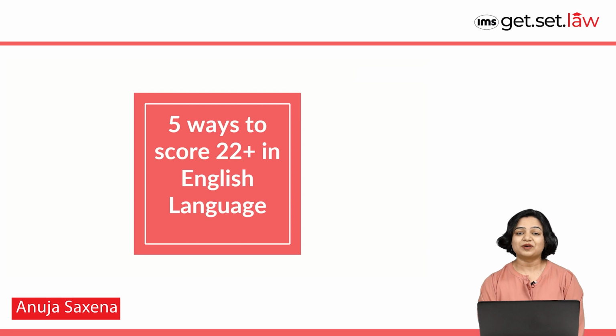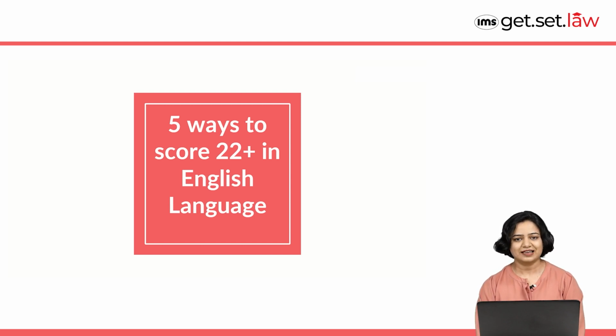Today we are going to talk about a very important topic, which is 5 ways to score 22 plus in English language. So if you are a serious CLAT aspirant, you already know that in CLAT, the English section has roughly 25 questions. And if you are to expect 22 plus, that means everything has to be on point. It has to be very good accuracy, very good speed, and of course, that doesn't come easy. So in today's brief discussion, I am going to help you with how to get there.